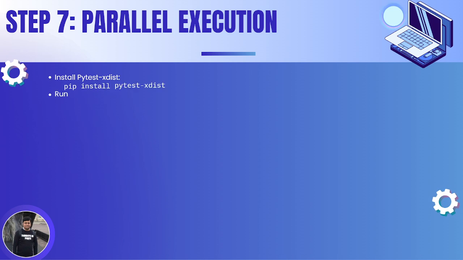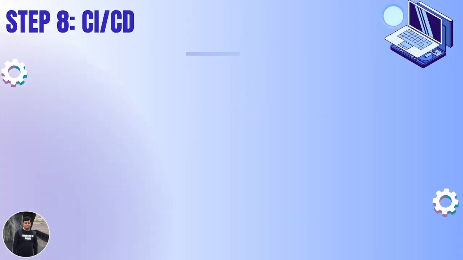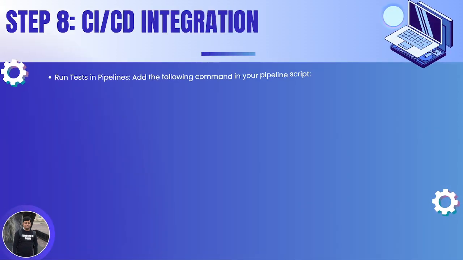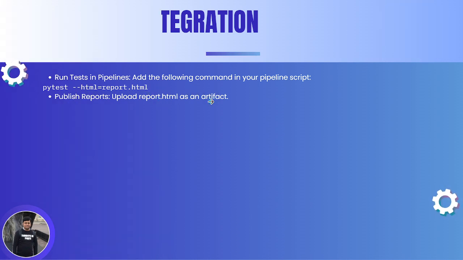Then parallel execution. For that you need to install pytest-xdist, and then you can run the tests in parallel. Add pytest -n 4, so these 4 test cases can be run in parallel. CI/CD integration: for that, run the test cases in the pipeline. Add the command pytest --html=report.html, publish the report, and upload report.html as an artifact.